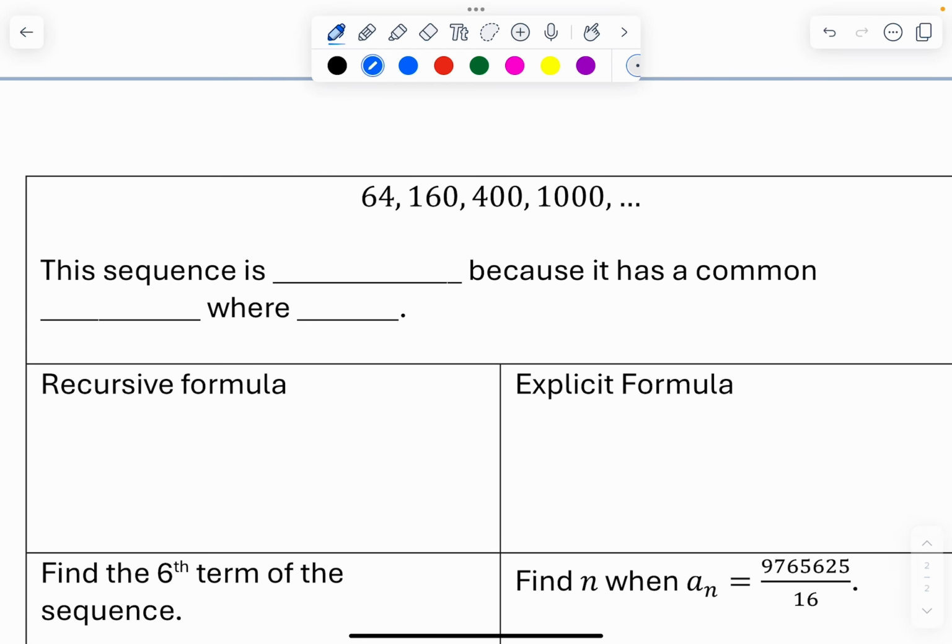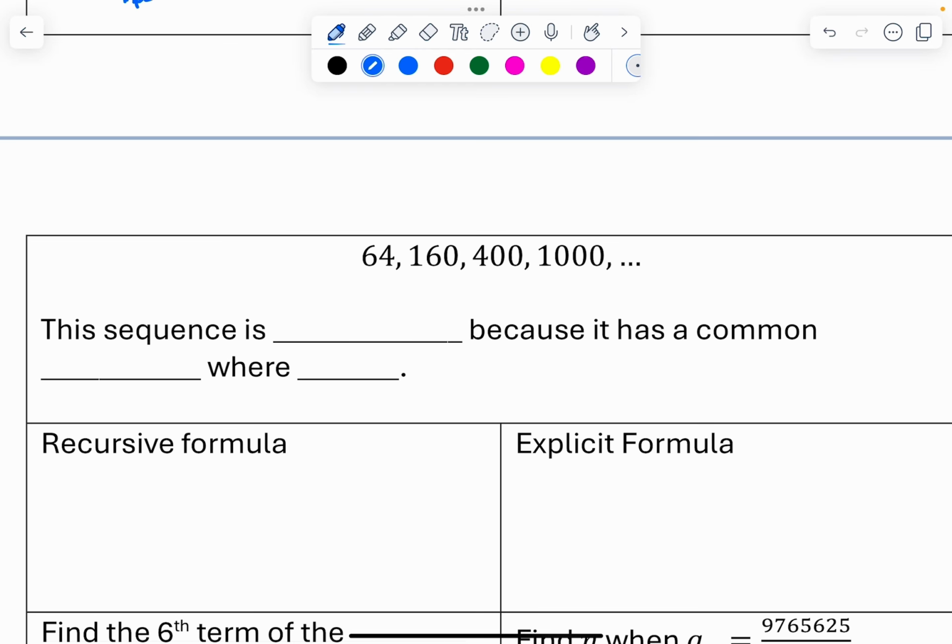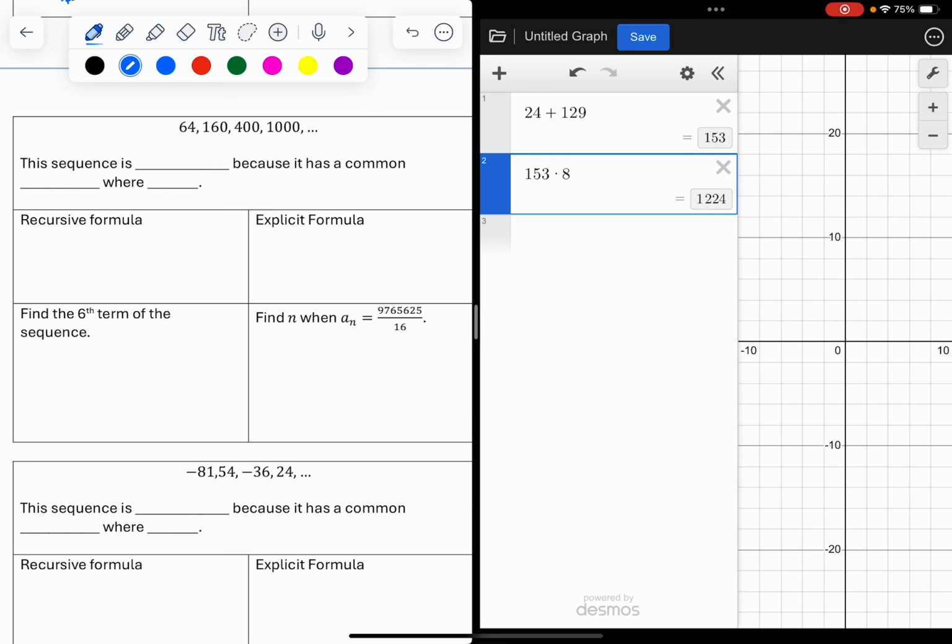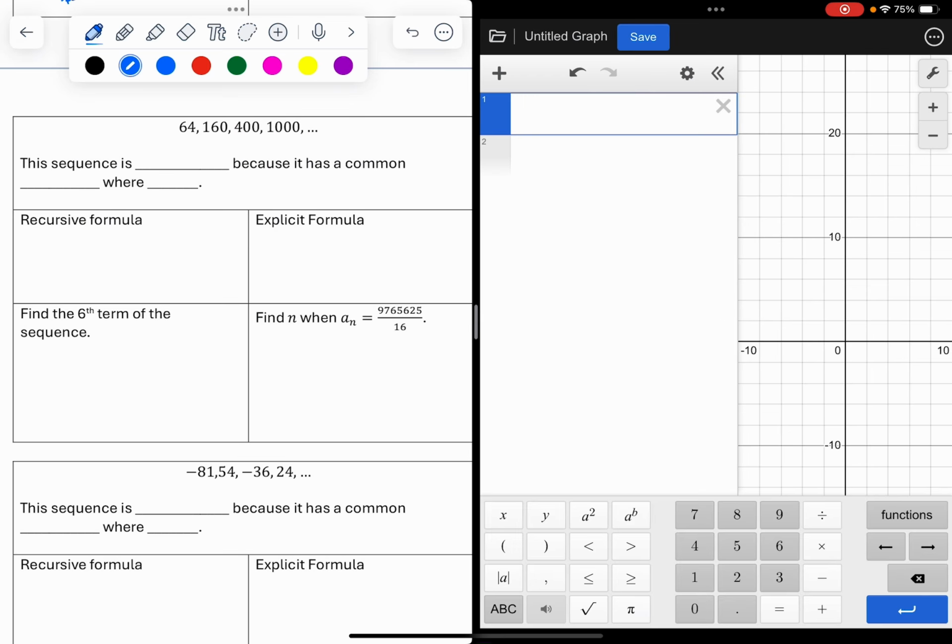Okay, the sequence is... let's see what's happening. I'm adding 96, and then I'm adding not 96. Okay, so let's use Desmos and see what's happening here.